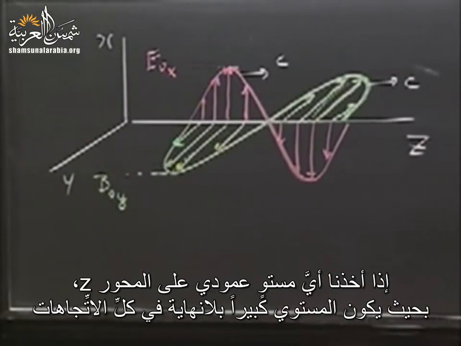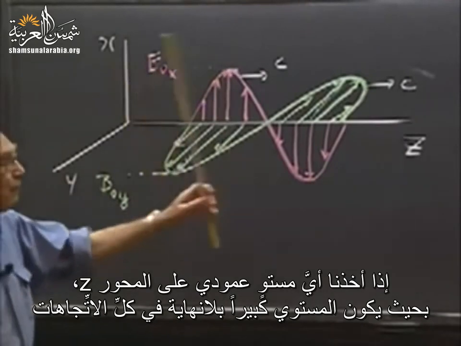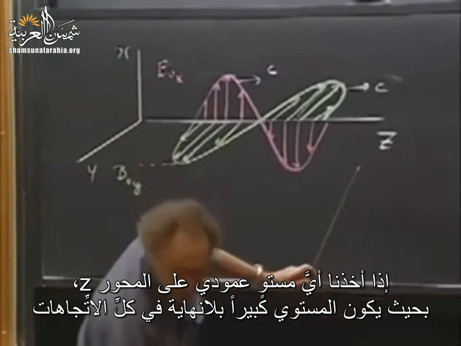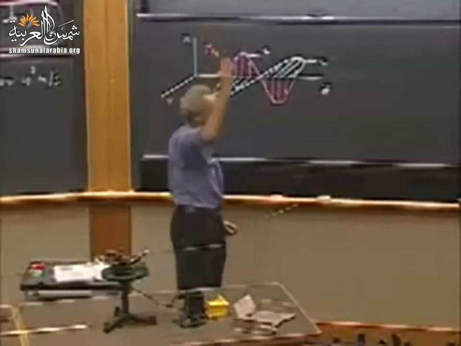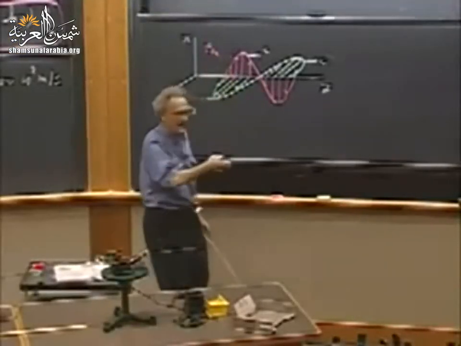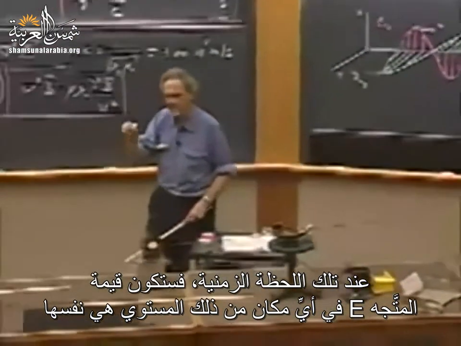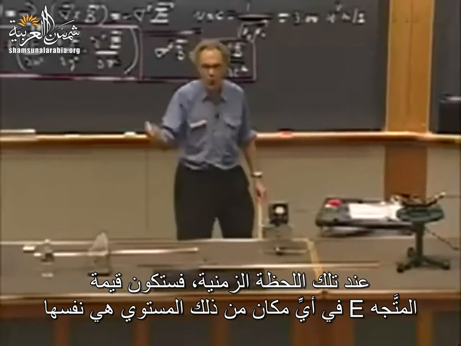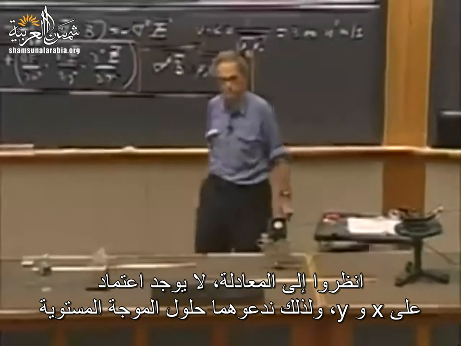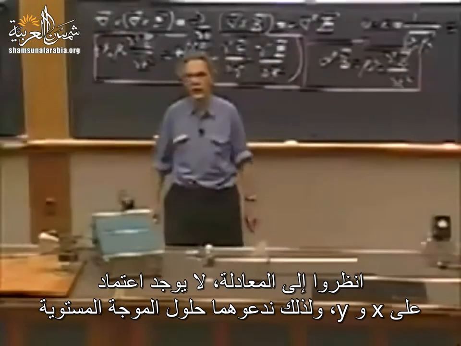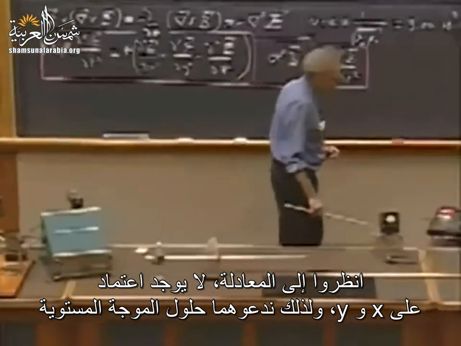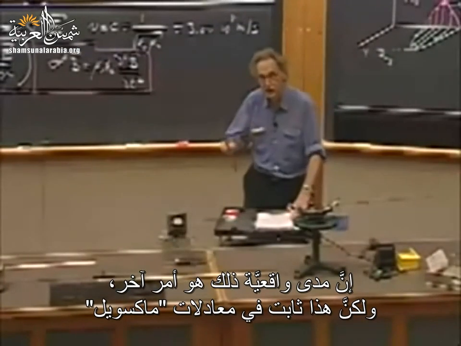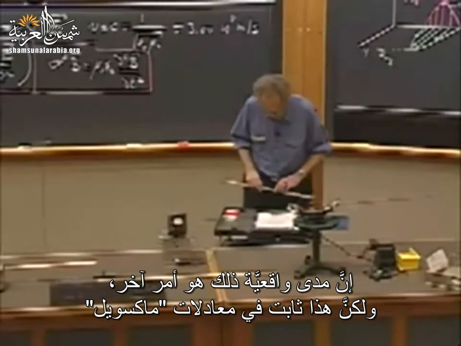And if you take any plane perpendicular to the z-axis, a plane which is infinitely large in this direction, infinitely large in this direction, and infinitely large in that direction, at that moment in time, the E vector is everywhere in that plane exactly the same value. Look at the equation. There is no dependence on y and x. That's why we call them plane wave solutions. How realistic they are is another matter, but they are consistent with Maxwell's equations.